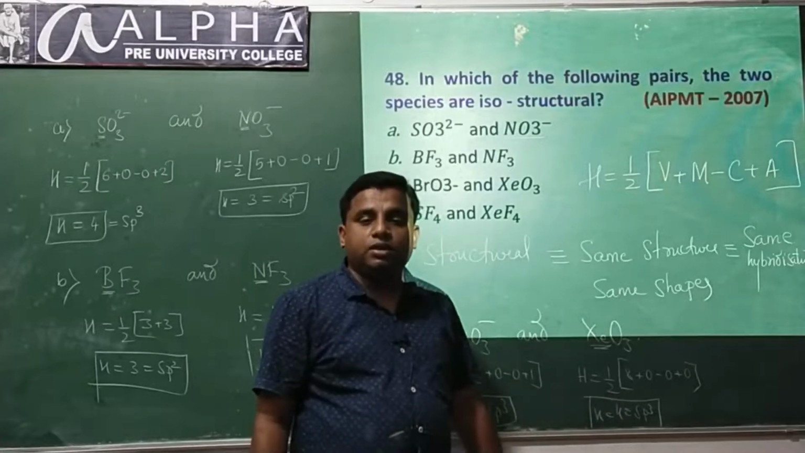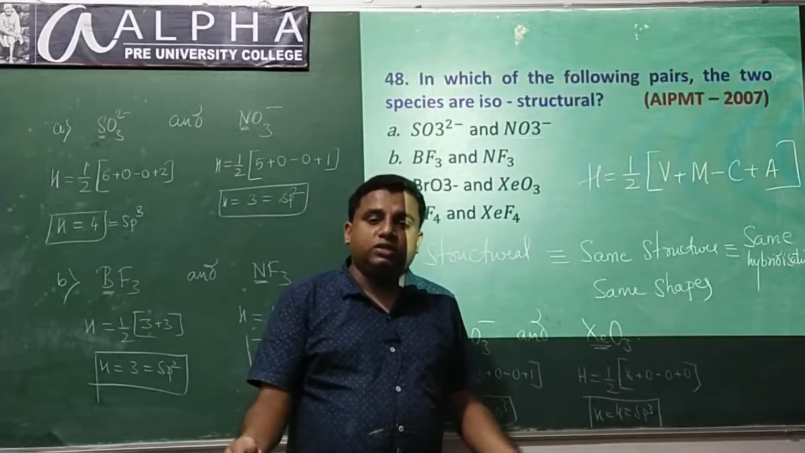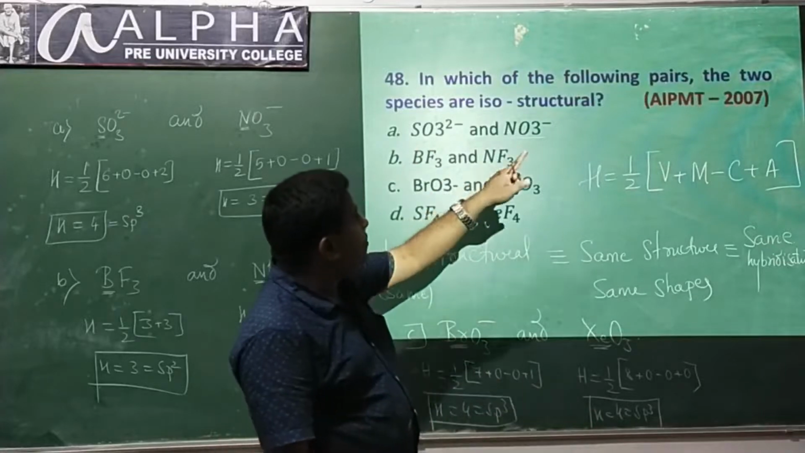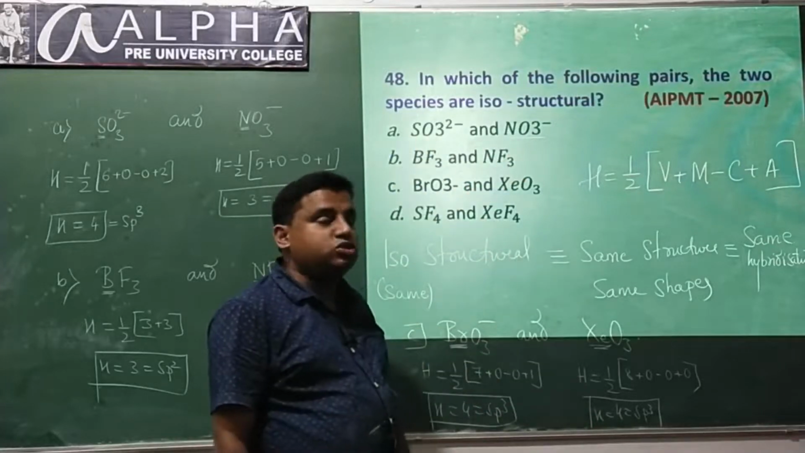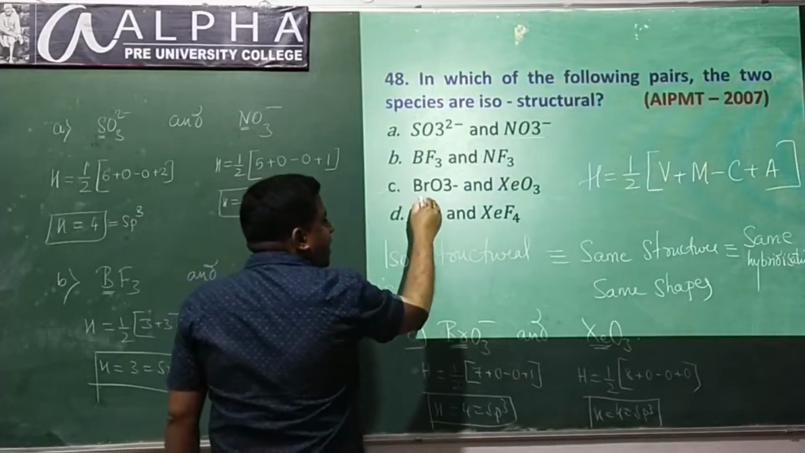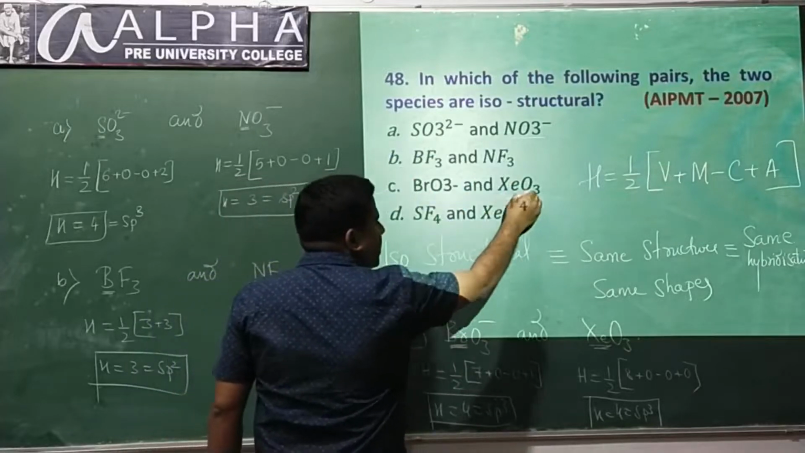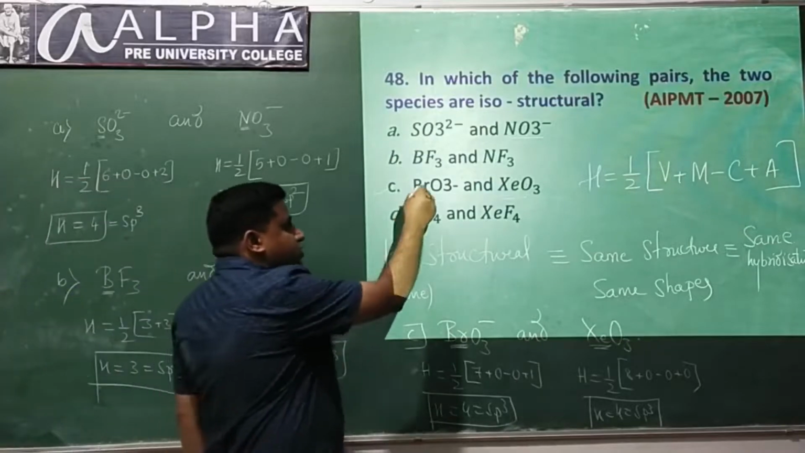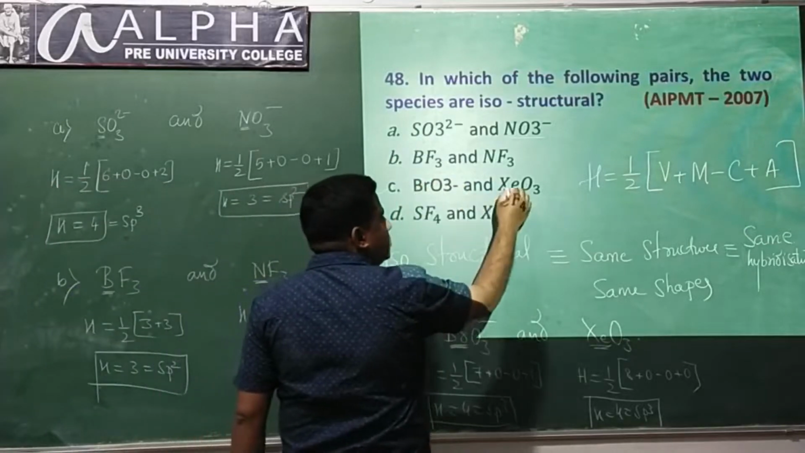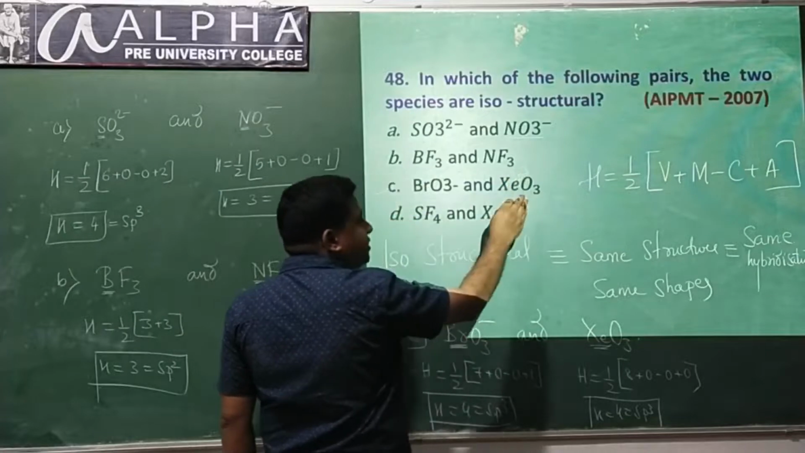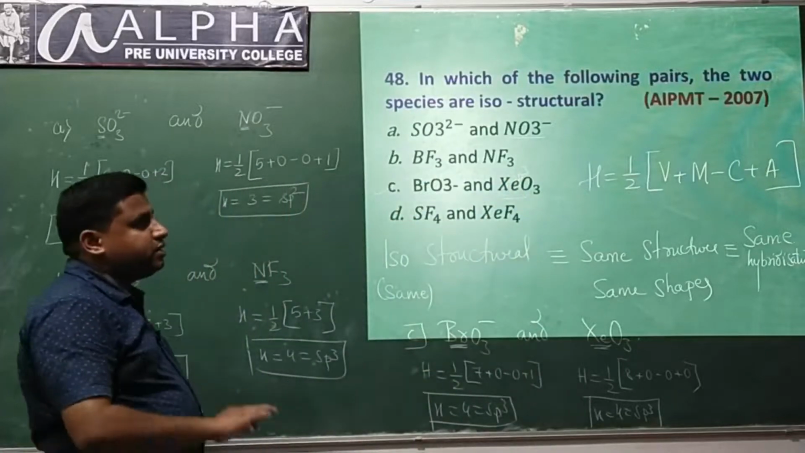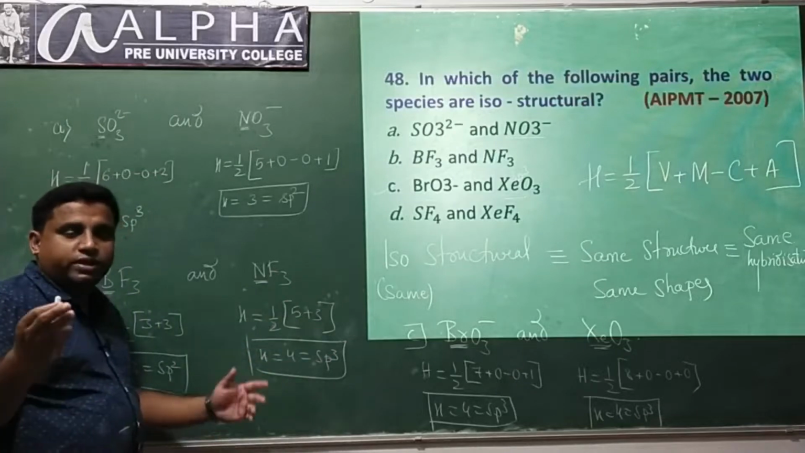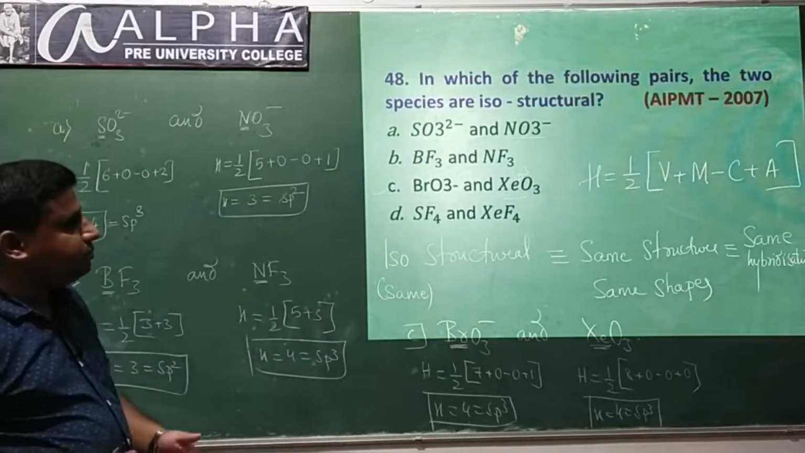Same hybridization means same structure. Same structure means they are isostructural. So which of the following pairs, the two species are isostructural? It is BrO3 minus and XeO3. They have same hybridization, this is sp3 hybridized, this is also sp3 hybridized. Same structure means they are isostructural. Very simple question. So it is option C.